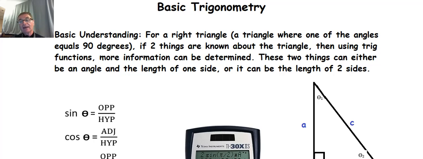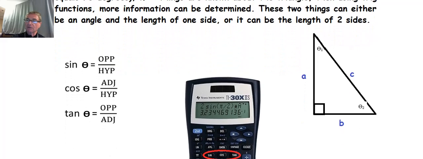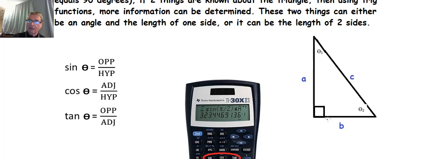Now, note that if I just know what all three angles are in the triangle, if I know the 90 degrees, I know theta 1 and I know theta 2, well, that's nice. I know the angles of the triangle, but if I don't know any of the sides, then I can't get any of the other sides, okay? So the two things that I have to know are either two of the lengths of the sides, two lengths, or one angle and one length.